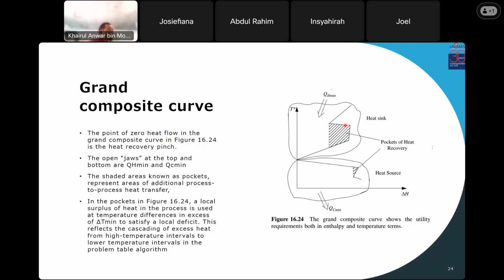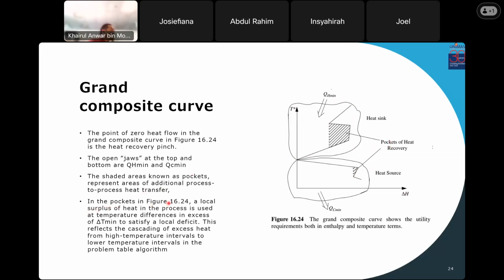How to get this graph? This is based on delta H, plot delta H versus shifted temperature. Then you get this zigzag graph. So here is the pinch. Open jaw at the top and bottom, QH min, QC min. Here is the QH min. This is the QC min. The shaded area known as pocket represents area of additional process to process heat transfer.